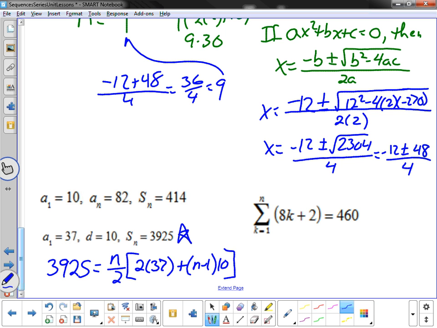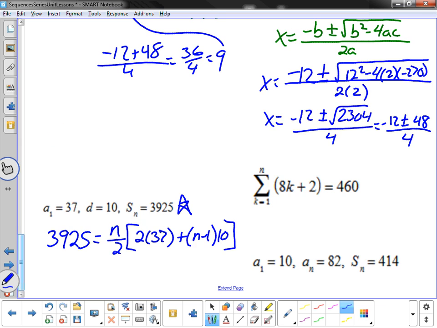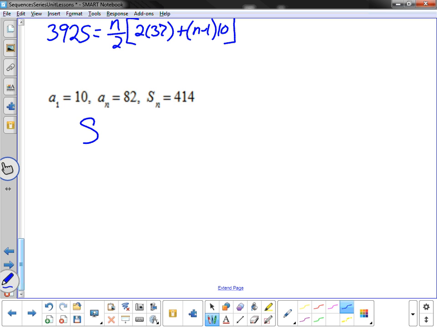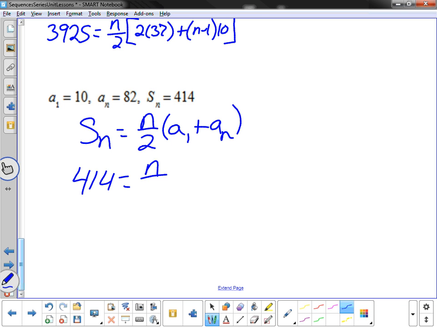Okay, for this one, let's talk about how I would do this problem. I know the first term and the last term and the sum. That looks a lot like the other formula: n over 2 times first term plus last term, and that's all we got. So if I plug in all the numbers I know, I got 414 equals n over 2. I still don't know what n is, but I know the first term is 10, I know the last term is 82, and now I just have to solve that out.